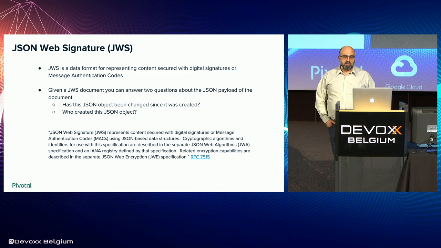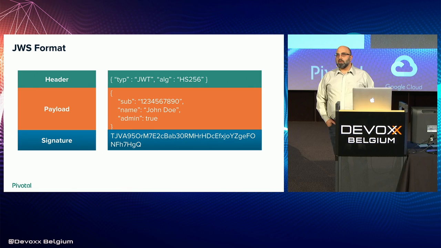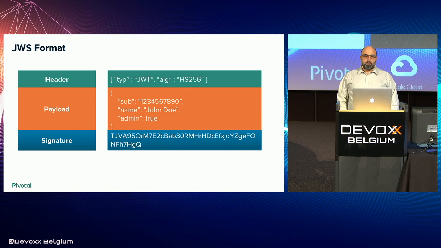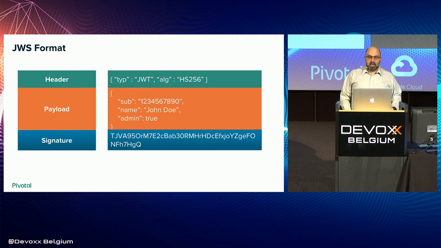So what does this look like? It looks something like this. When you have a JSON Web Signature, you have a header. The header is a JSON object, and it indicates what type of algorithm is going to be used for the signature of the object. Okay? You have a payload, and the JWS standard says it's an arbitrary JSON object. It has no standard fields. It can be whatever you want it to be. And then you have the signature.